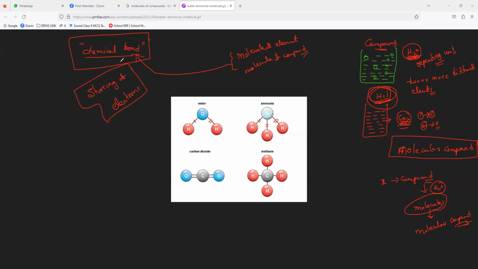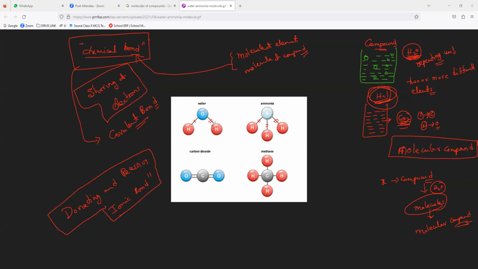So what is the bond name? I said chemical bond, but call it something specific if it is sharing of electrons. Covalent bond. Please remember, by sharing of electrons, we get a covalent bond. By donating and receiving electrons, what bond do we call it? It will form ionic bonds. Please note it. Next, we will study ions. By that time you will get it.